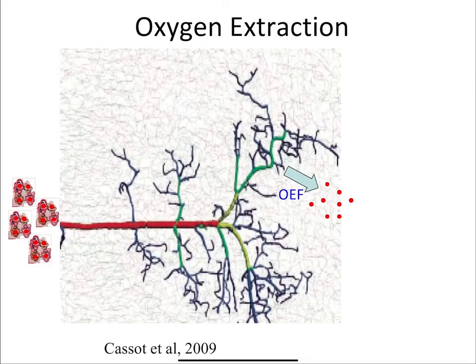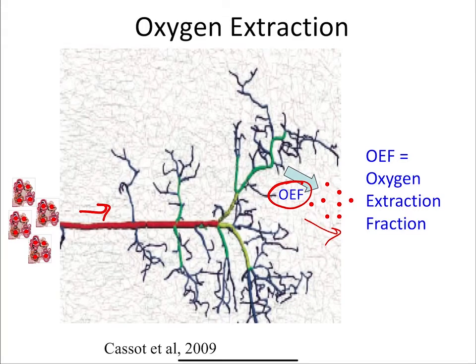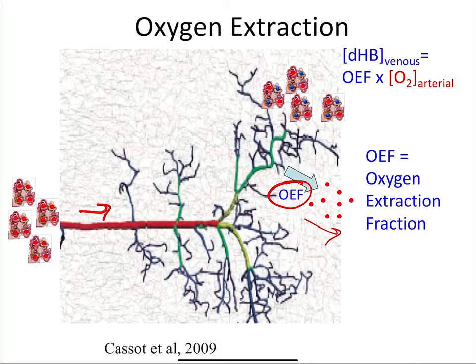So the next thing we want to talk about is oxygen extraction. Basically the blood goes in, right? And then oxygen is being extracted out into the tissue. We quantify that using something called OEF, or oxygen extraction fraction. So we can say that the concentration of venous deoxyhemoglobin is equal to the concentration of arterial oxygen times its OEF. So the more that's extracted, the more deoxyhemoglobin there's going to be.